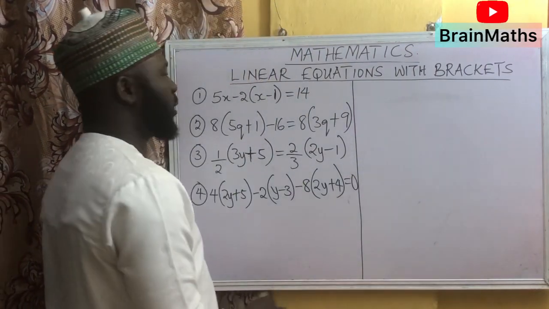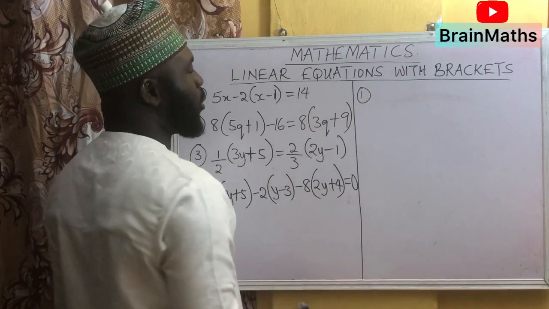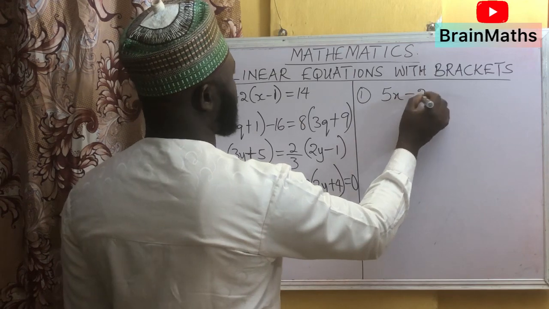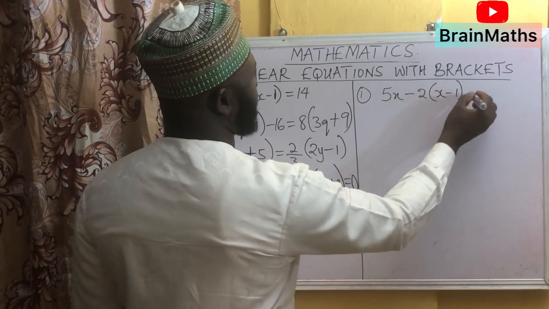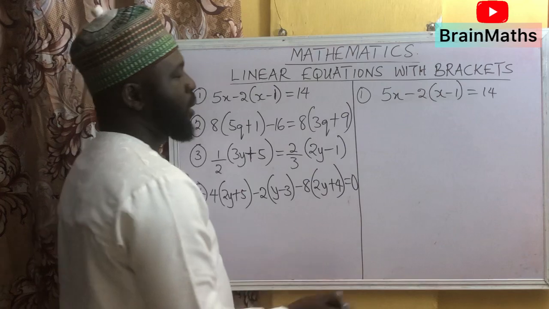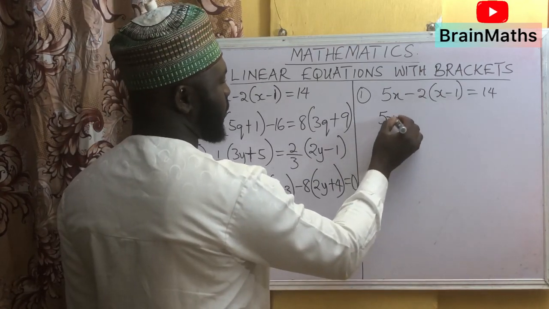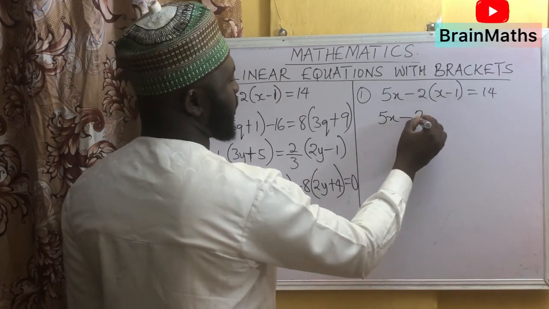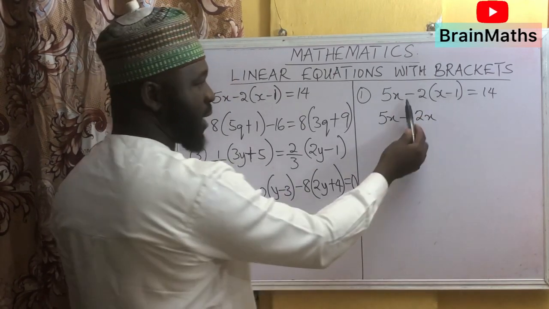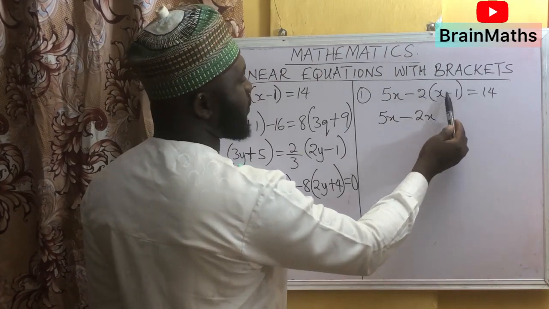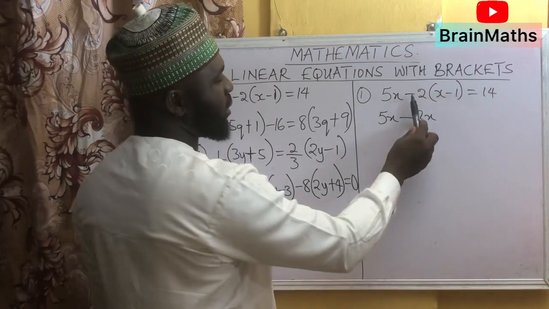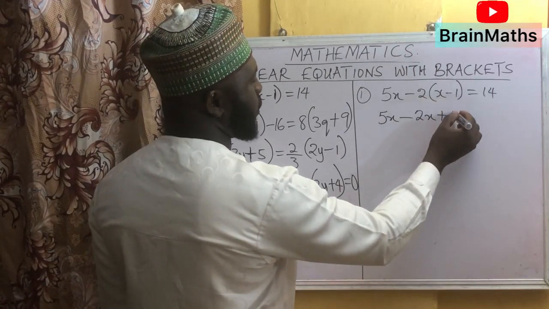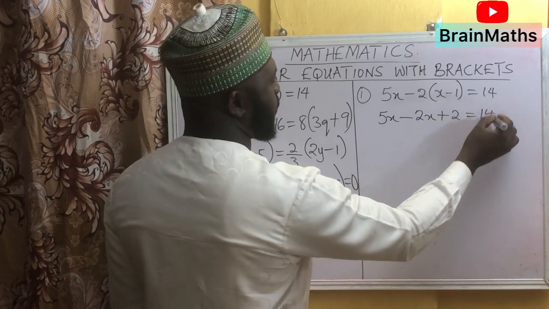So let's start with question number 1 and see how we tackle this kind of problem. 5x minus 2 into x minus 1 equals 14. So we say 5x minus 2 times x will give us 2x. Then we take minus 2 again, minus 2 times minus 1. Minus times minus will give us plus, and 2 times 1 will give us 2, which is equal to 14.